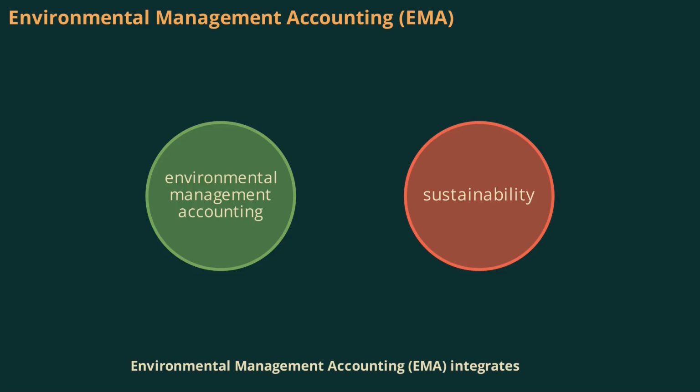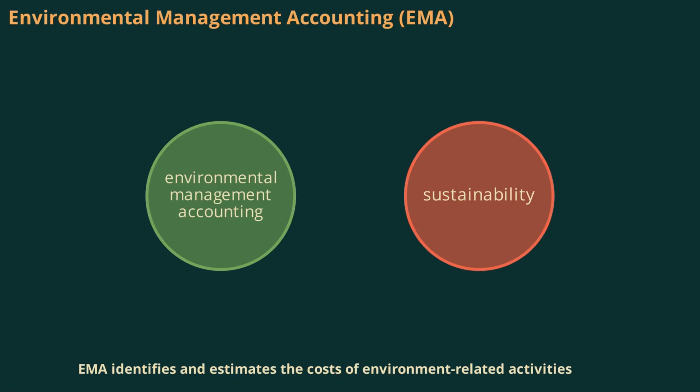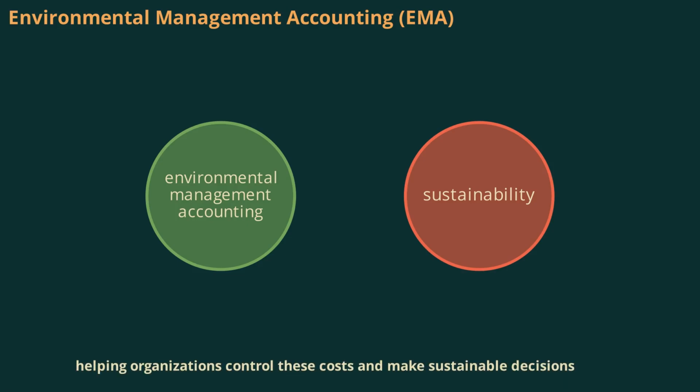Environmental Management Accounting (EMA) integrates environmental considerations into management accounting. EMA identifies and estimates the costs of environment-related activity, helping organizations control these costs and make sustainable decisions. It goes beyond financial costs to include environmental impact, supporting product pricing, budgeting, investment appraisal, and performance target setting. EMA is increasingly important as regulatory requirements grow.